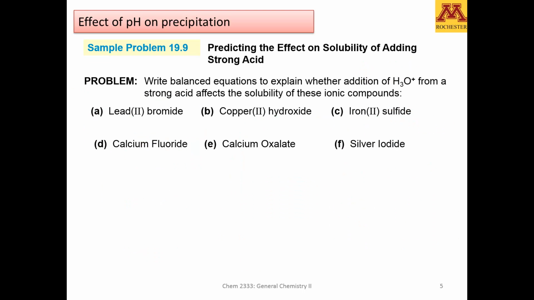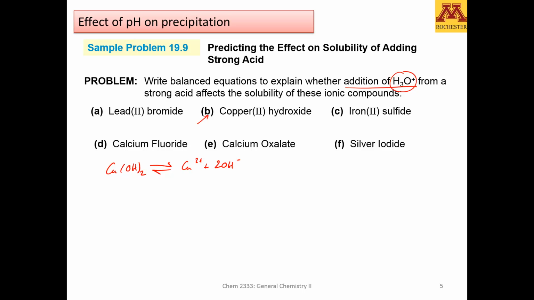Okay, now let's see if we can also understand qualitatively if the solubility will increase or decrease with the addition of H3O+. And to decide if any of these compounds will change the solubility when you add H3O+, one needs to apply the Le Chatelier principle. Let's use, for example, the one that we have used before, copper hydroxide, and I'm starting with this one, not with lead bromide, because you may connect this with our previous video.